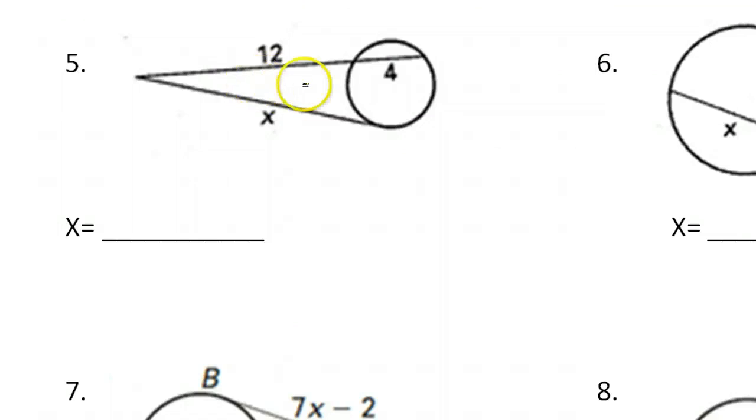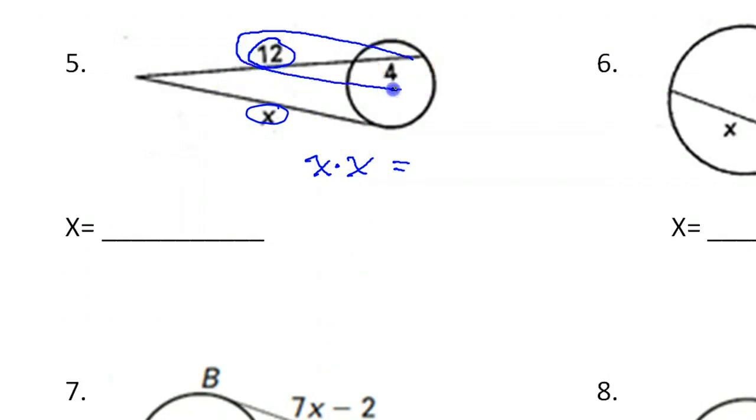Alright, number 5. Again, we are outside of the circle. So we have part times whole equals part times whole. Now looking at the x, x is the part and the whole. So that means x times x, which is going to be x squared. But up here, 12 is the part, and this is the whole, 12 plus 4. So it's going to be 12 times 16.